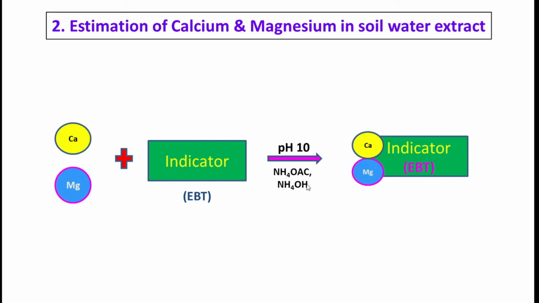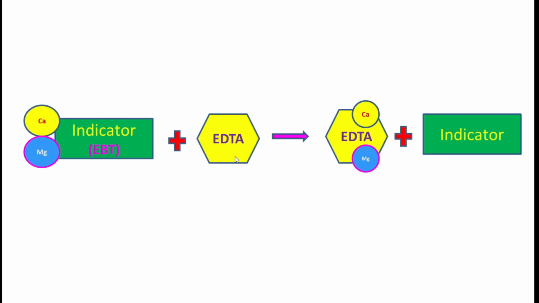And when you add this buffer and the pH is raised to 10, both calcium and magnesium bind with the indicator, and that is indicated by the appearance of wine red color. Now when we titrate this with EDTA, both the metal cations detach from the indicator and get embedded in EDTA, and the end of this reaction is indicated by the appearance of sky blue color. So these are the two steps involved in estimation of calcium and magnesium.